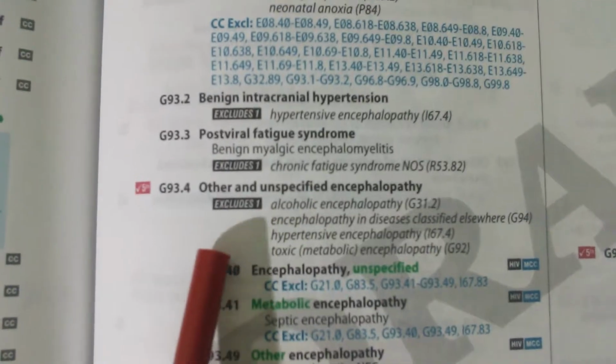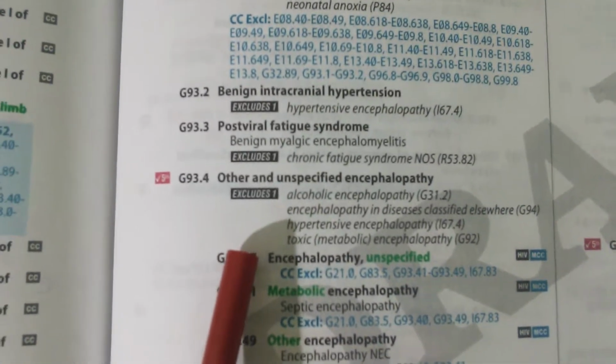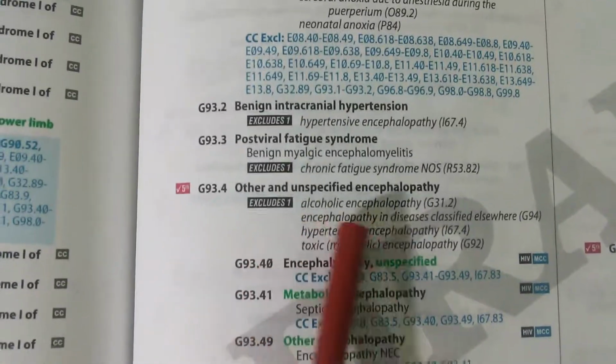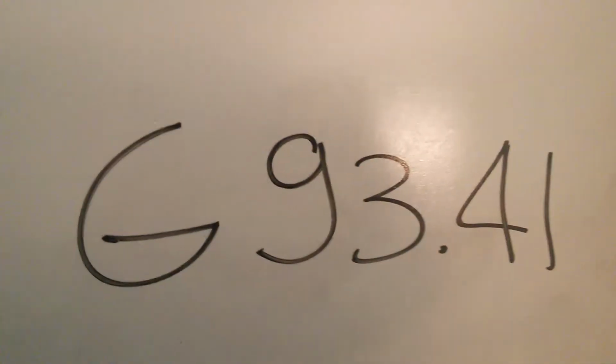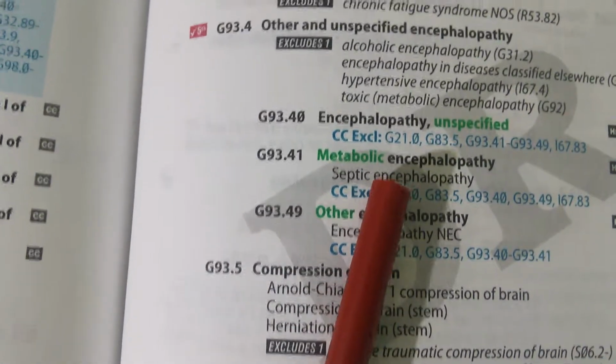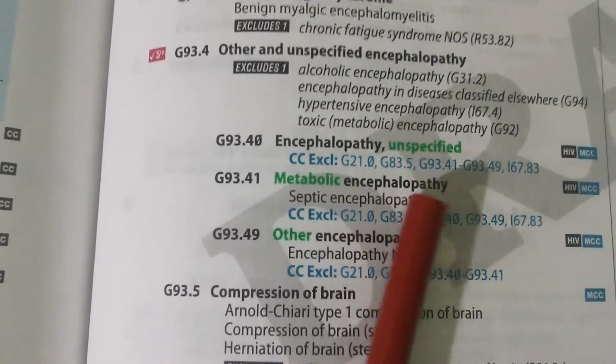What is the next digit? No, G93.4. Okay. Let's see if we're still on the right path. It says other and unspecified encephalopathy. There we have the exact word, encephalopathy, right? So we keep adding other digits. Let me just remind you, we're in 4. We're going to keep the 1 now. Okay? Now, after 4, there's a 1. There it is. It says metabolic encephalopathy, right?